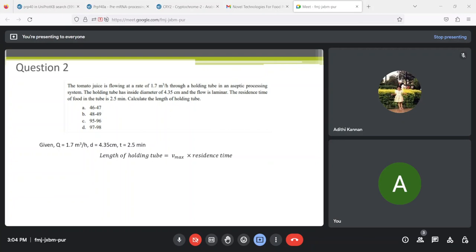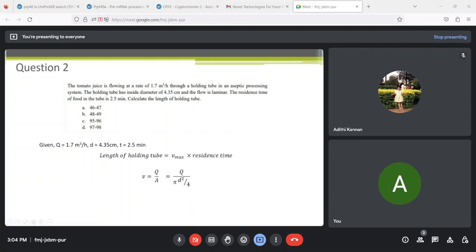From flow rate, it is easy to calculate the velocity of a fluid if you know the cross-sectional area through which it is flowing. So V is equal to Q by A, where Q stands for the flow rate of the fluid and A stands for the cross-sectional area through which the fluid is flowing. Since we are dealing with a cylindrical pipe and the diameter is given as 4.35 centimeters, the cross-sectional area will be the circular region through which the liquid is flowing. The cross-sectional area of a circle is given by pi d square by 4. So Q divided by pi d square by 4 will give you the average velocity of the tomato juice.